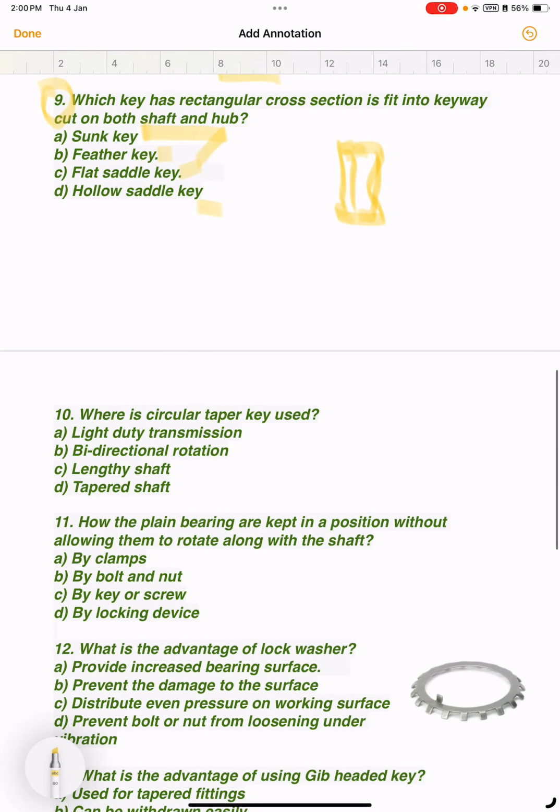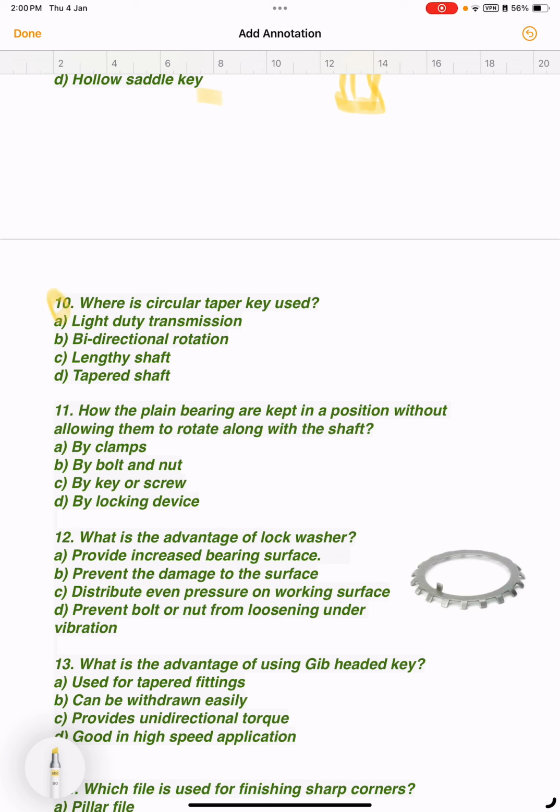Next, question number 10. Where is the circular taper key used? A, light duty transmission. B, directional rotation, lengthy shaft, taper shaft. Normally the circular taper key is used only for light duty work. Answer is A. It is used only for light duty, not for heavy duty.